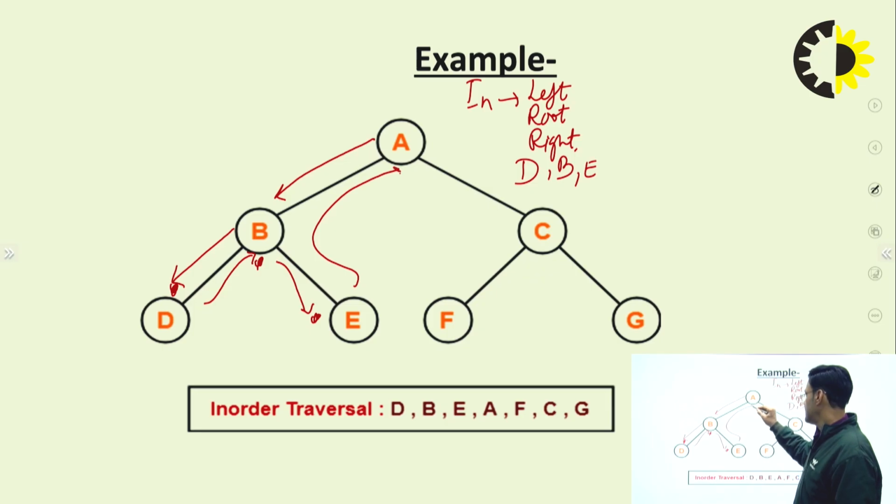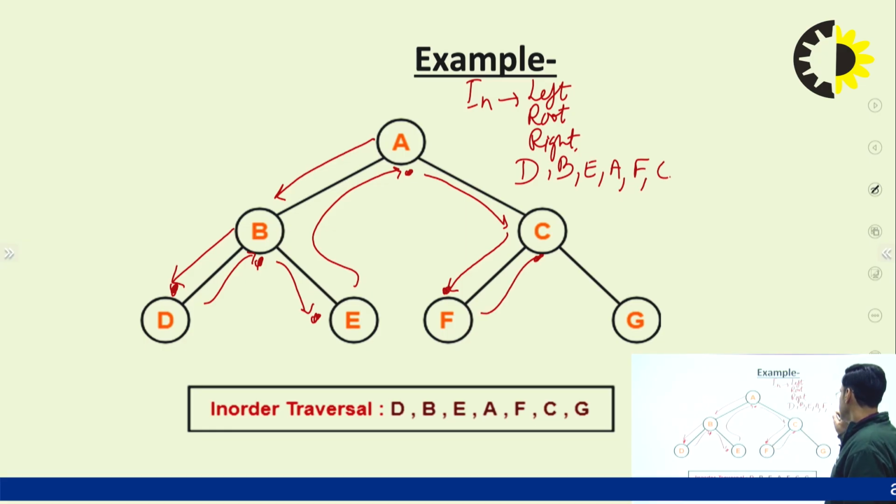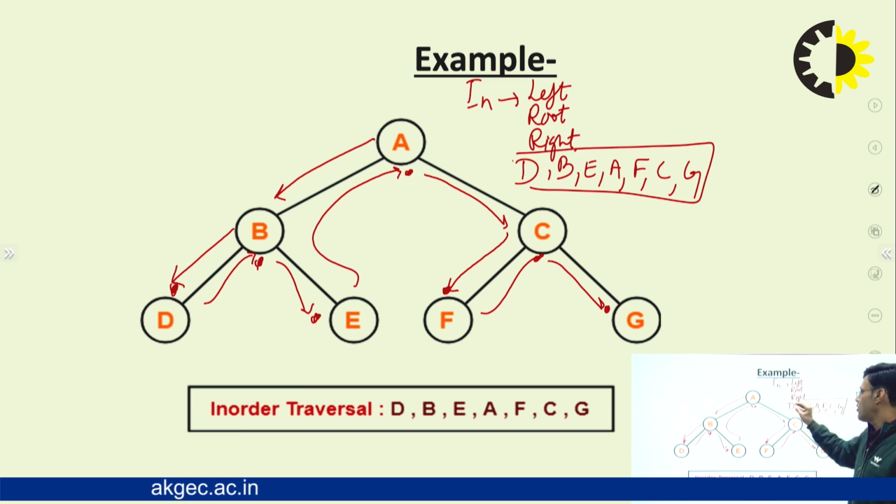Again backtrack. Now we will print a root because we have visited all the nodes in a left subtree. Then we will print A. Then we will proceed towards right. When we proceed towards right subtree, then we have seen that there exists a left node. Then we will print F here. Then root. At last we will give the priority to the right node. So G is the rightmost node of a right subtree. So in this manner, this is called in order traversal.